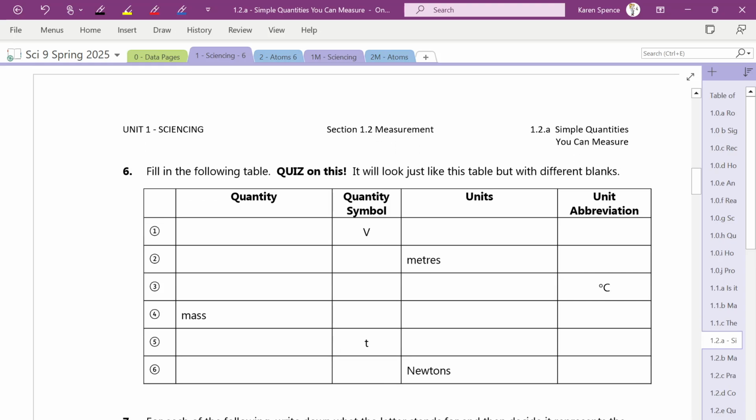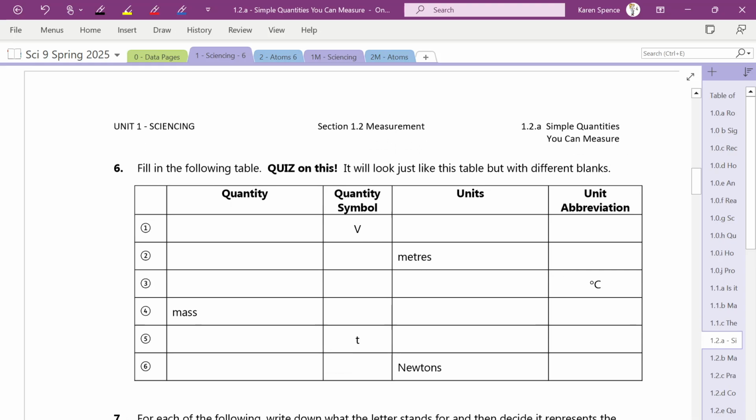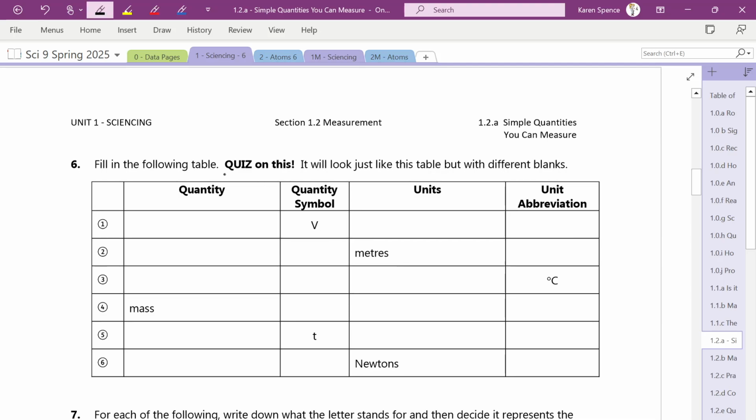So what we've got here on the next page is there will be a quiz on this on Friday. So that gives you 4 days, Tuesday, Wednesday, Thursday, well, 3 days, plus the morning of Friday to study for it. Okay, so you can practice, practice, practice, practice. All right? The quiz will look just like this, but there will be different blanks.